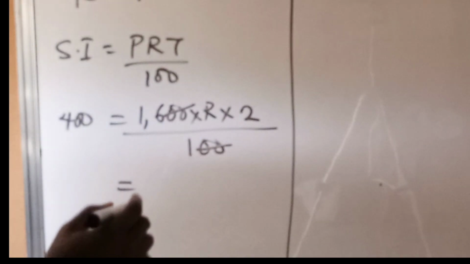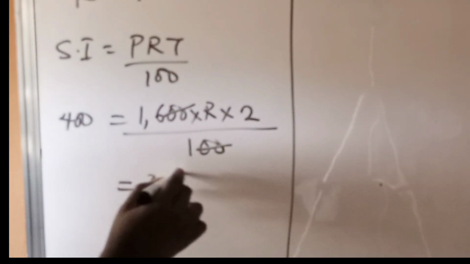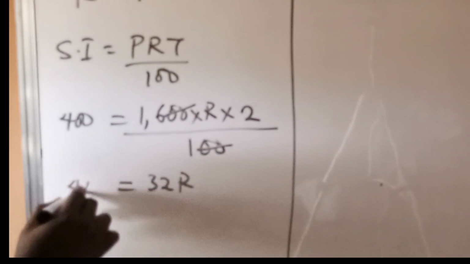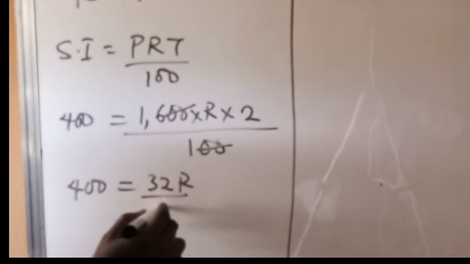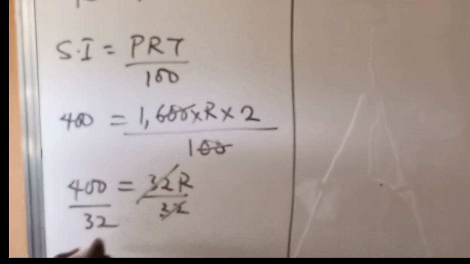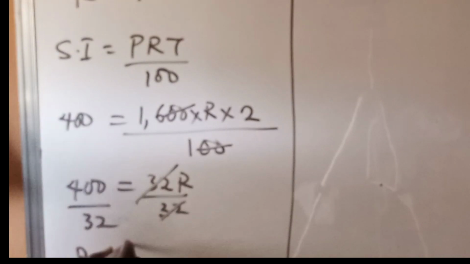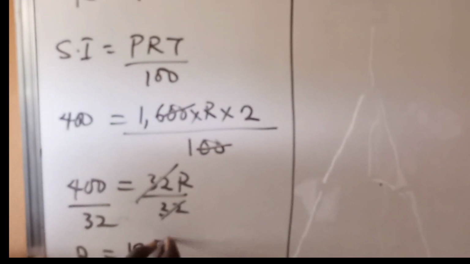So we then have 16 times 2, that is 32R. So this is 400. So divide both sides by 32. So this cancels this. So we can say the rate is 400 divided by 32. So 400 divided by 32 gives us 12.5%.